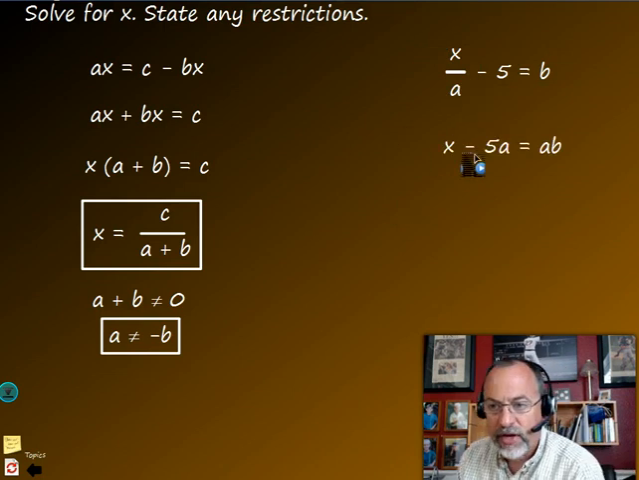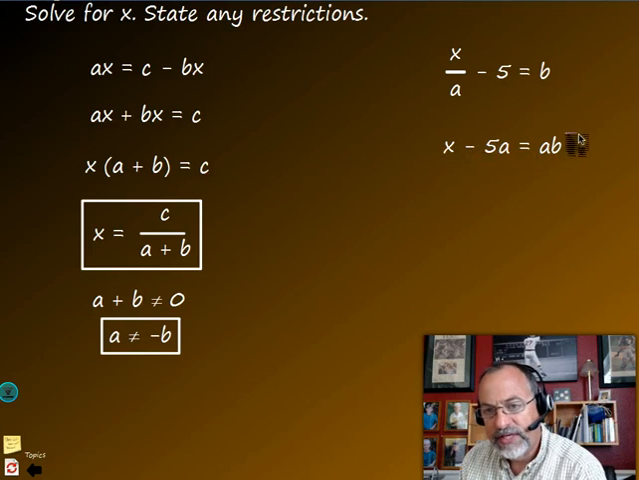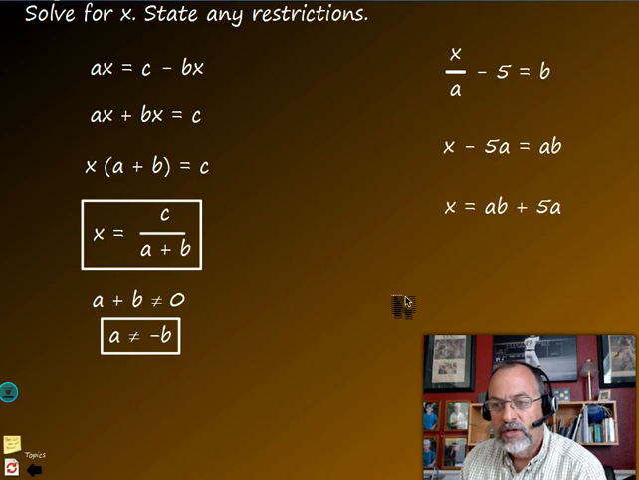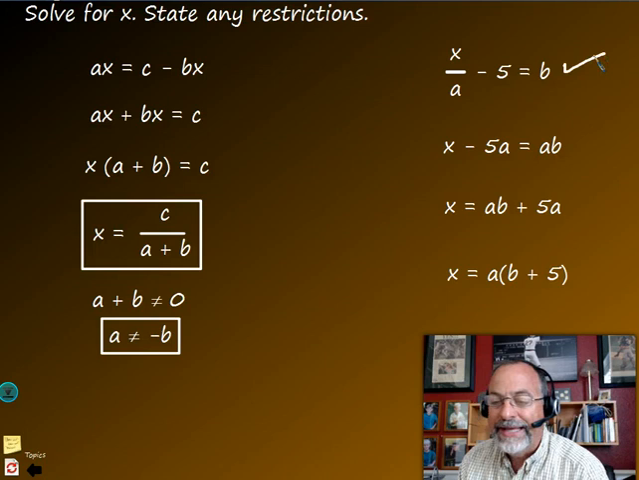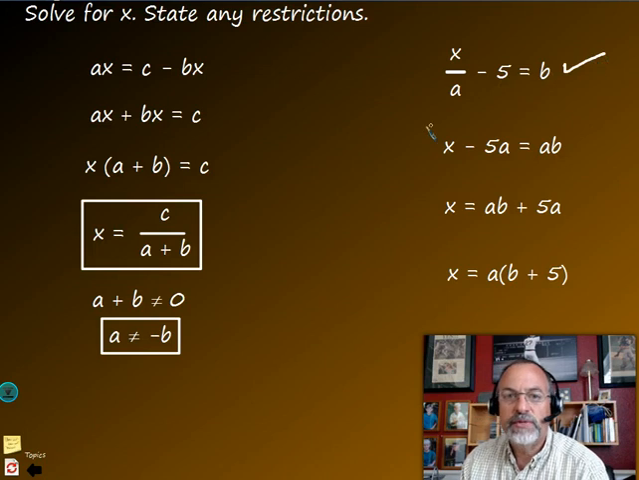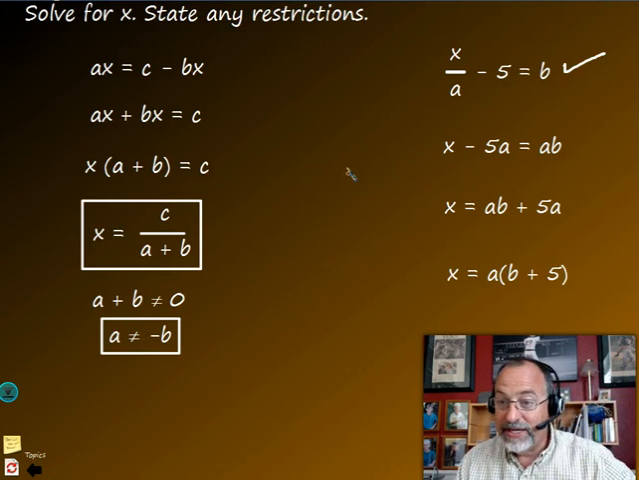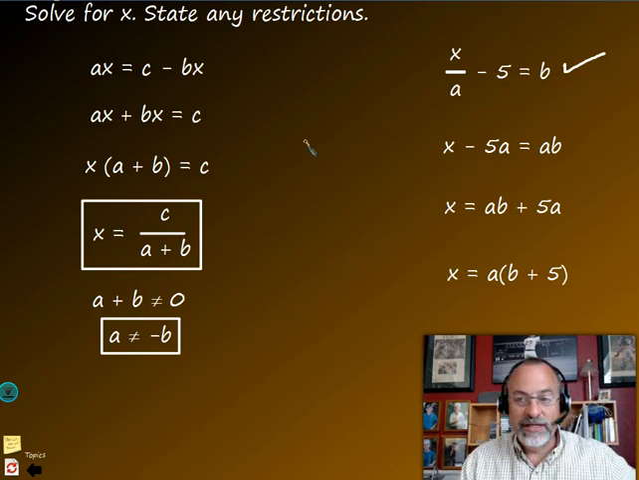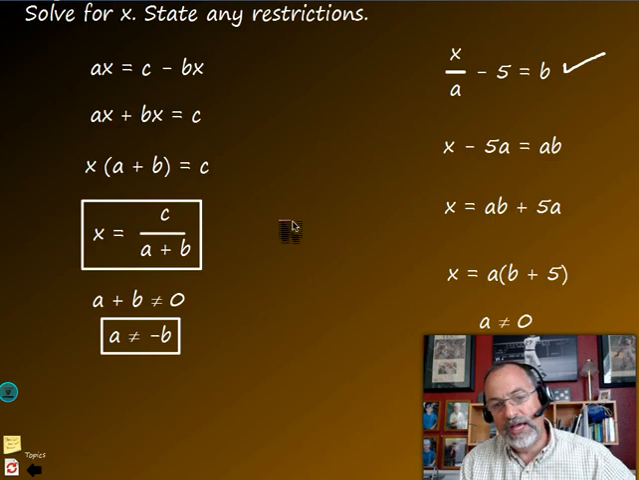Then I'm solving for x, so I gather everything with an x on one side. That's over here, so I need to move this out of the way because I only want x's over here. So I go ahead and add the opposite. I notice here that I have an a in common with both of these, so I can use distributive property in reverse. And then I go back and look for fractions in any of my steps. Is there a fraction here? Yep. So I have a restriction. What's the restriction? Denominator cannot be 0. So what's my denominator here? a, right? So a cannot be 0. So my restriction here would be a cannot be 0.